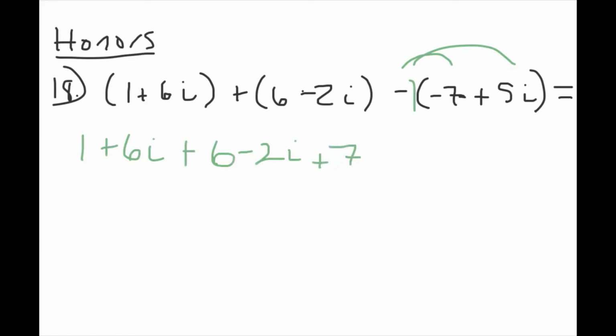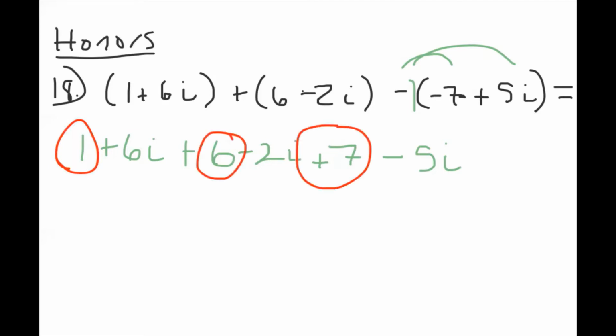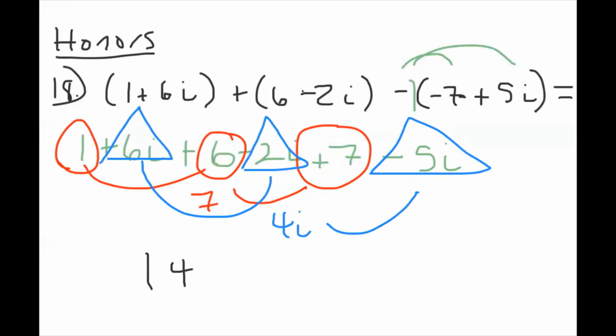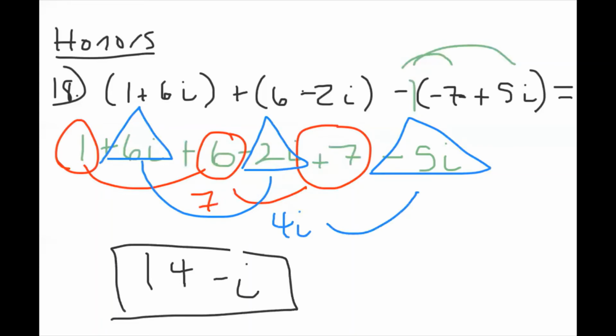is a minus 5i. Let's get our real numbers together first, so combine our real numbers. So I've got 6 plus 1 gives me 7, and then 7 plus 7 gives me 14. So 14 is my real answer. And then again, I'm putting triangles around my imaginary parts, and I'm using a different color. 6i minus 2i gives me 4i, minus 5i gives me negative i. So that would be my answer for question 18 as well.